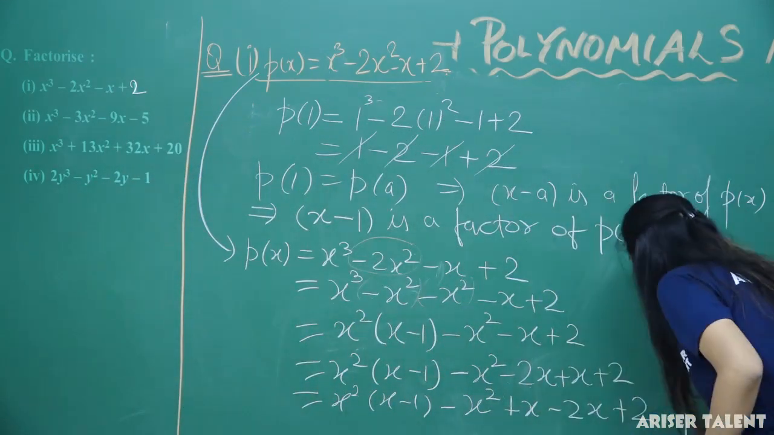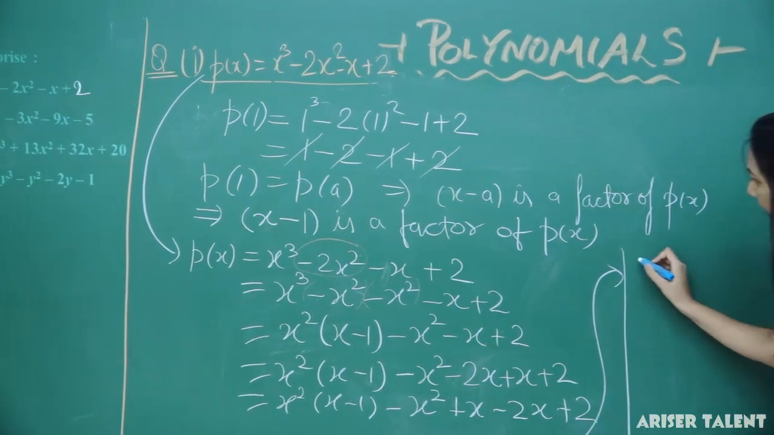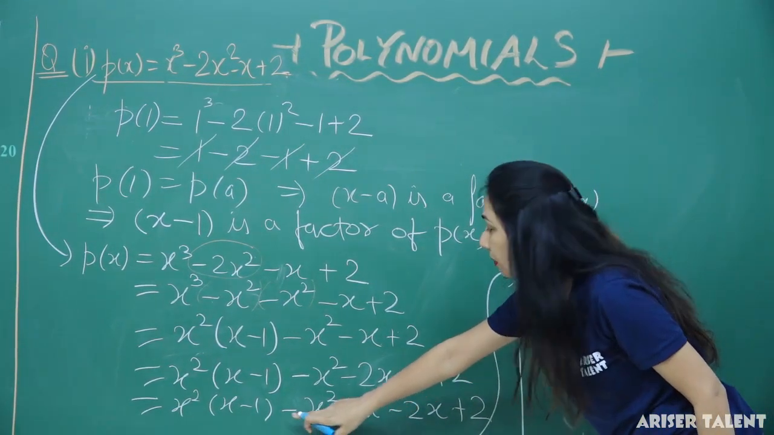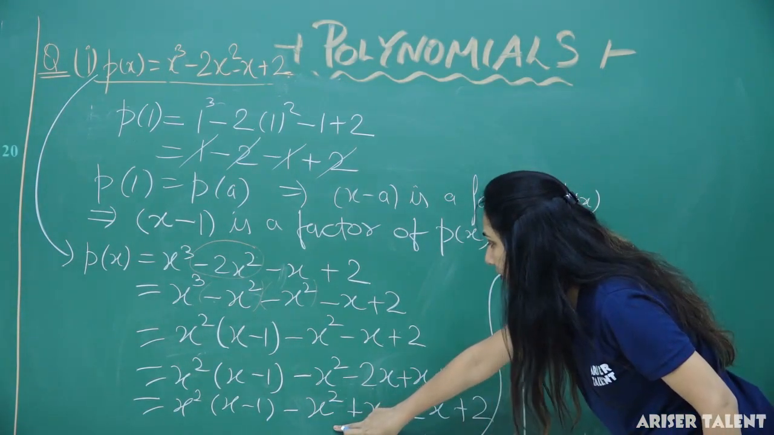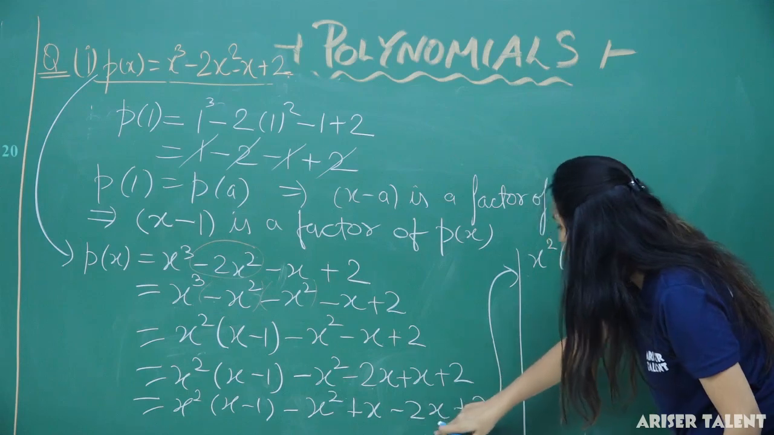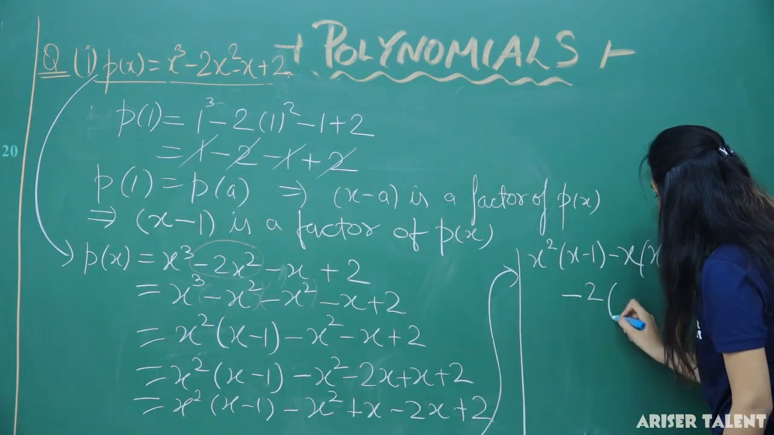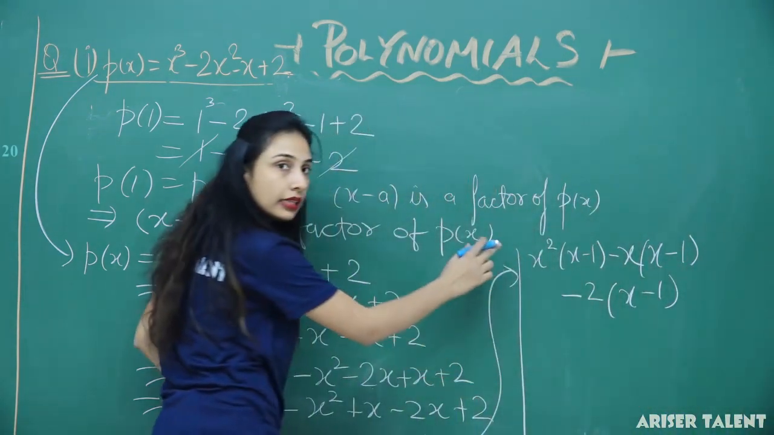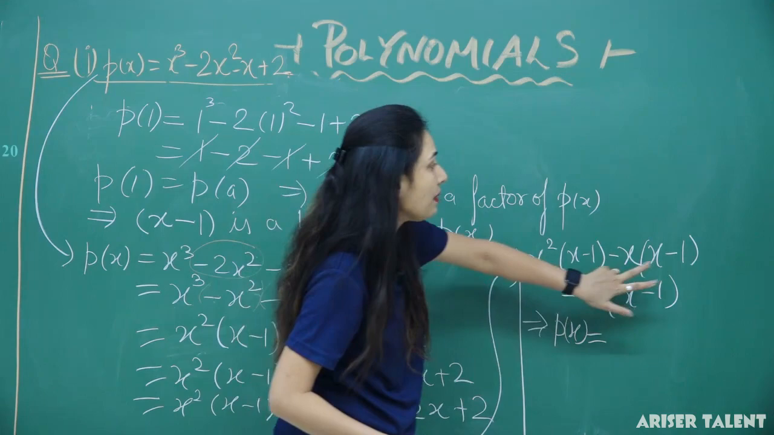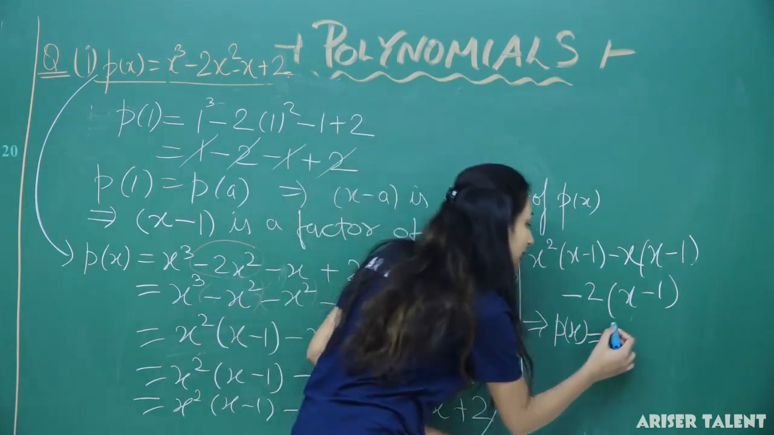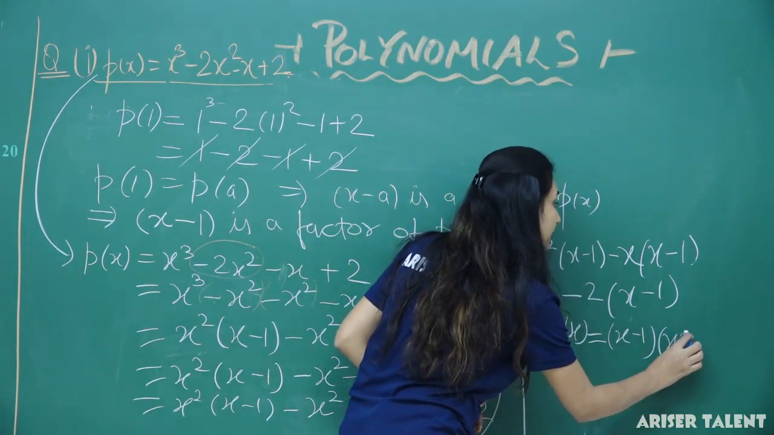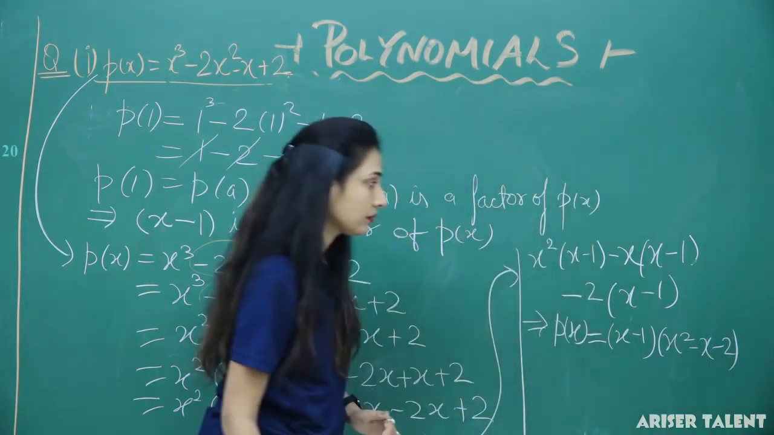After that, come this side. That will be x square, x minus 1. Now look here, minus x I am taking common. So minus x taking common, remaining with x minus 1. Okay, x minus 1. Finish there. Now I am taking minus 2 common here, getting x minus 1 here, right? That implies that px equals, what will I do now? I am taking this x minus 1 common. So I am getting this x square minus x minus 2 in the other bracket. This is 1, this is 2.